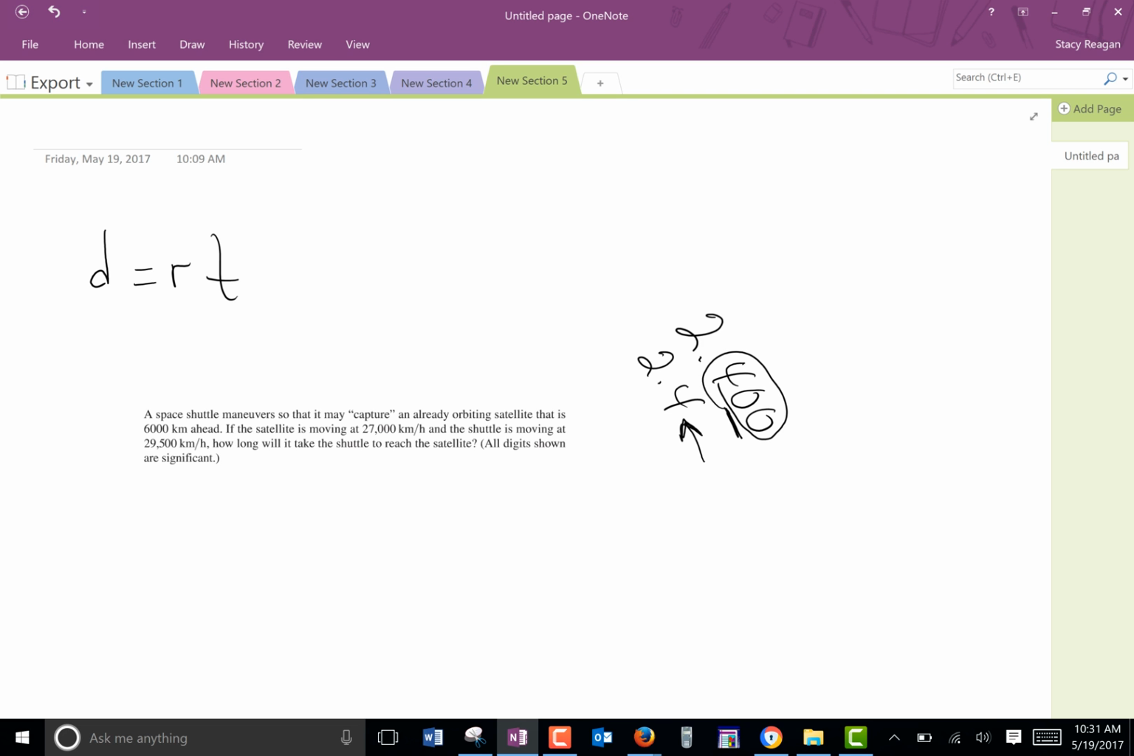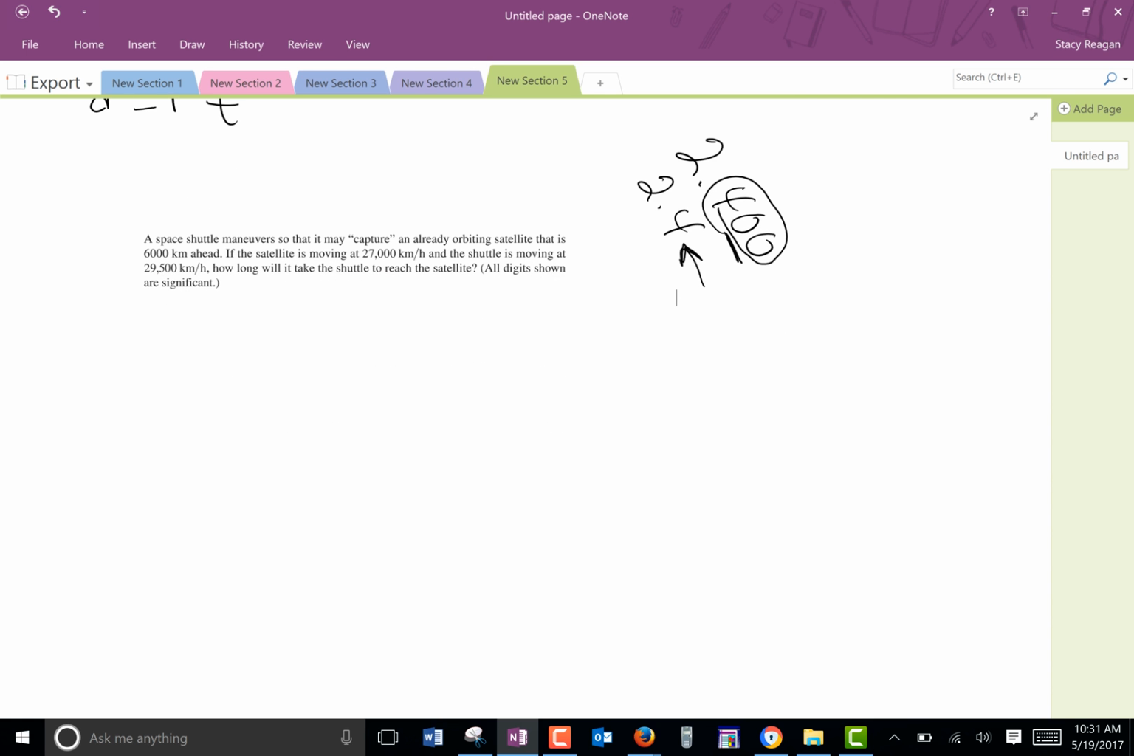Okay, so when we're looking at this, it says the space shuttle maneuvers so that it may capture an already orbiting satellite that is 6,000 kilometers ahead. And when I draw a picture, like I've told you guys to do, I start drawing a picture and I look at it and I go, okay, so I've got this shuttle and I'm just going to draw a circle and I'm going to label it shuttle. And I've got a satellite that is 6,000 kilometers ahead.